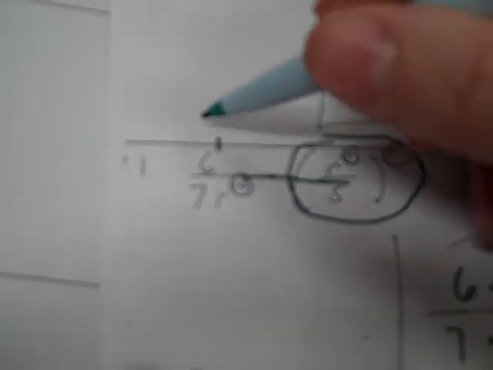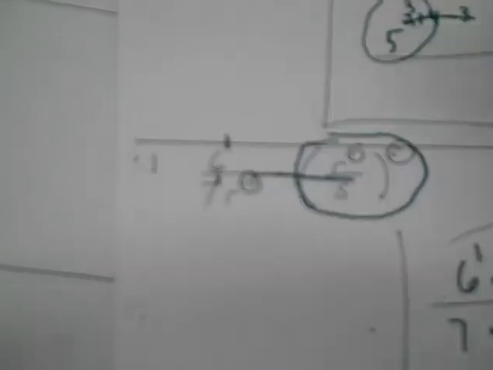Okay, so 6 is to the 1, but there's no bubble. I did not put a circle around it, so it's just going to be to the 1. And then the 7 is to the 1, and I didn't circle that, so that stays to the 1.